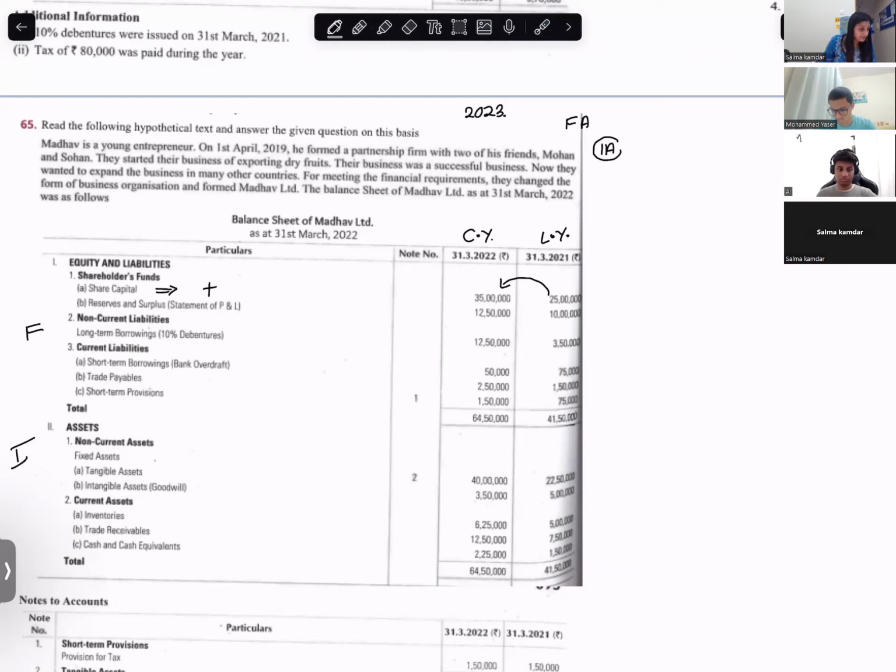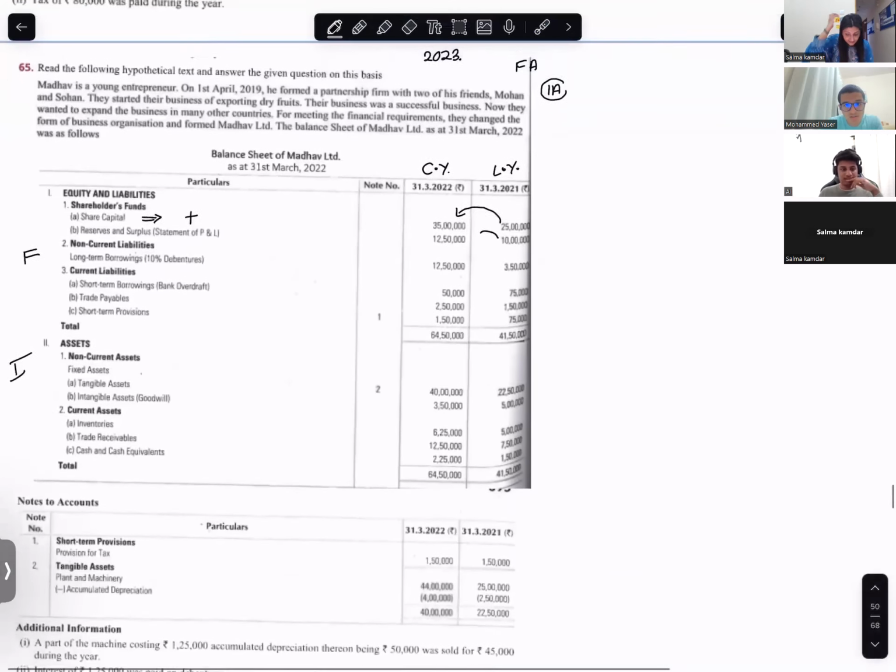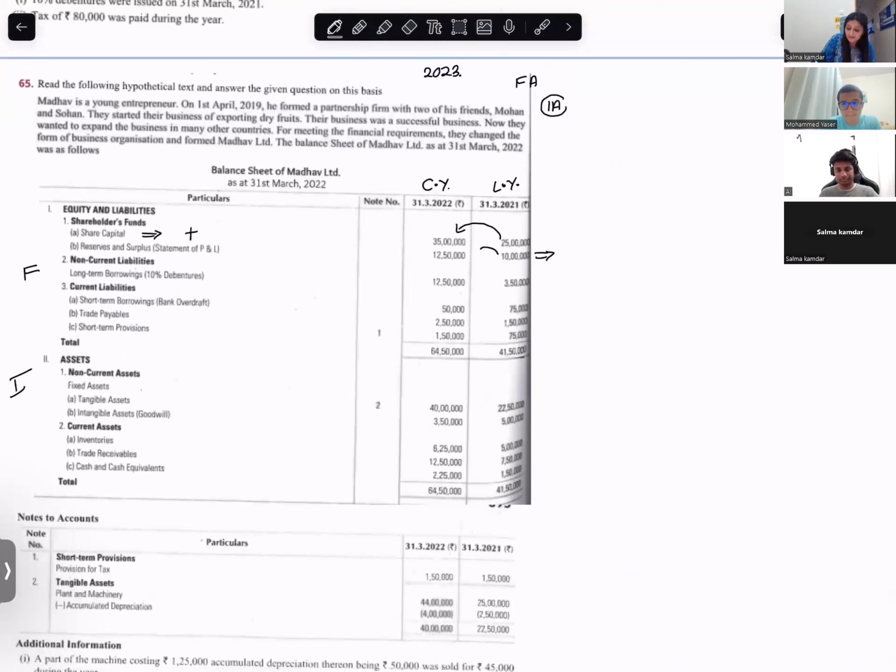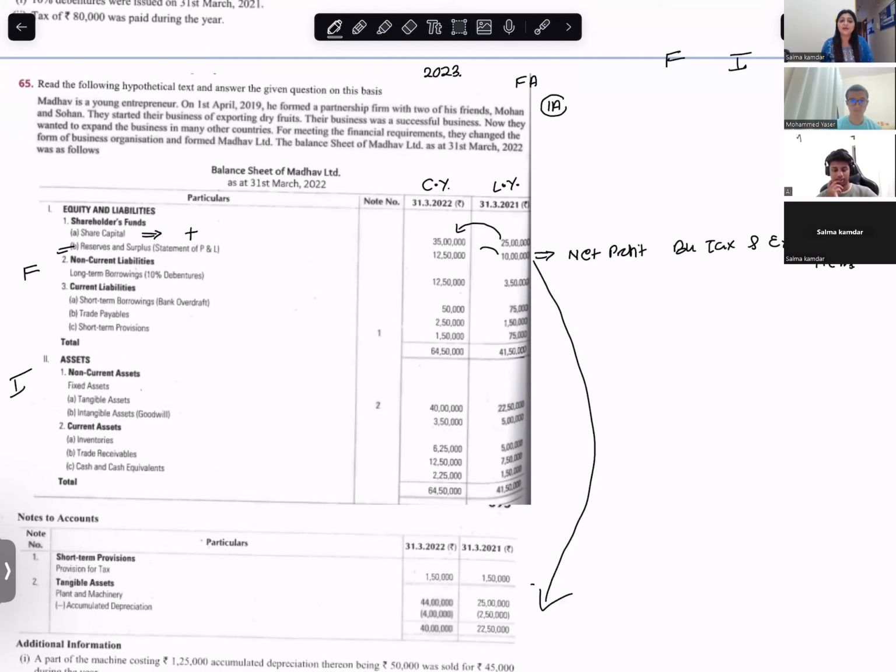Now what is with the reserves and surplus? Reserves and surplus has increased. Surplus is always used to find out the net profit before tax and extraordinary items. But do I have to do that now? No, ma'am, because they want only financing and investing. Whenever they give you reserves and surplus, your first duty is to go and find the notes to accounts if you have to make the full cash flow. But I don't have to make the full cash flow, right? Yes, I'm avoiding it. Come on.